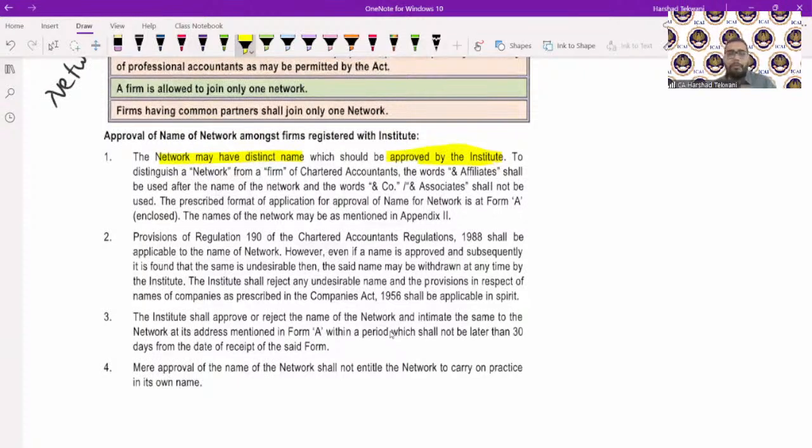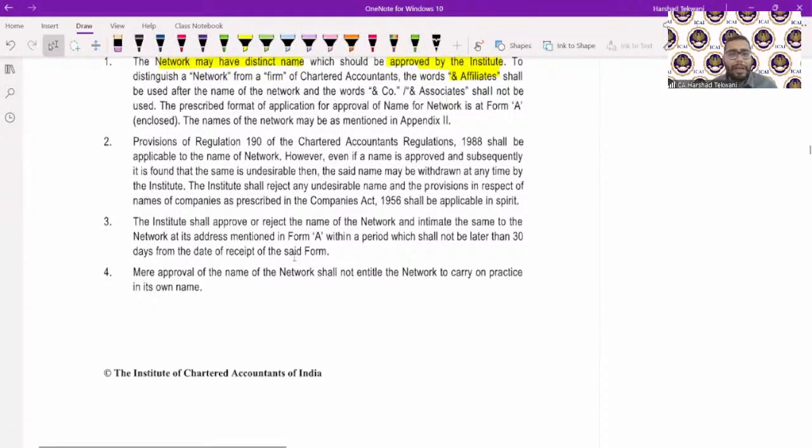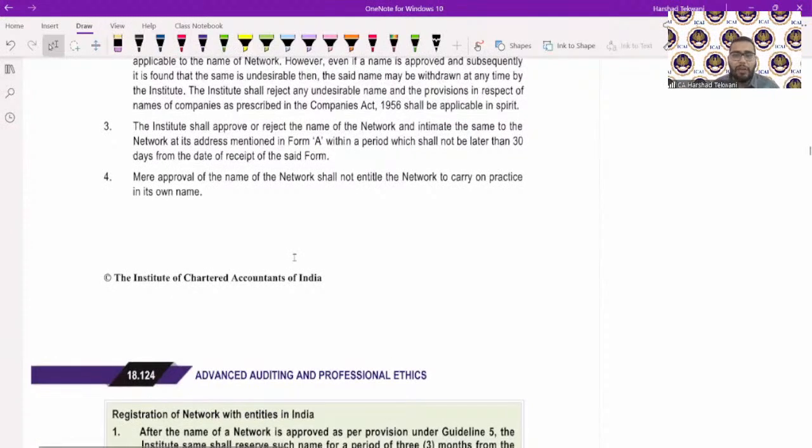To distinguish a network from the firm, the word "and affiliates" shall be used, but "and company", or you can say "and associates", shall not be used. So it is advisable to use "and affiliates", not "and company" and "and associates". Okay. Then provisions of regulation 190 that we just discussed will be applicable here also. Then the institute can approve or reject the name of its network, and within 30 days from the receipt of the form, the institute will intimate the same to the network. They will come to know within 30 days whether the name has been approved or not.